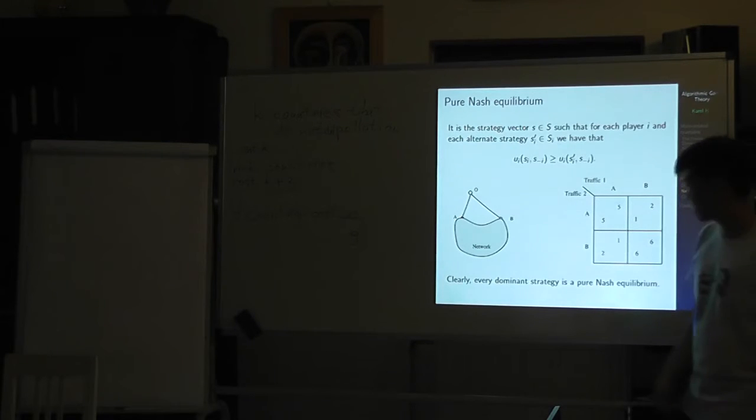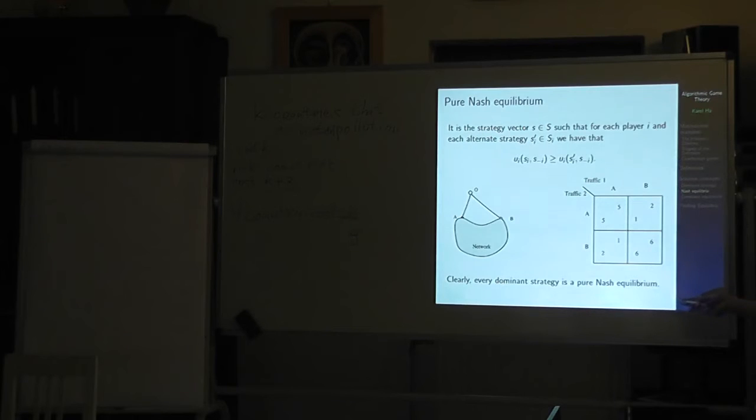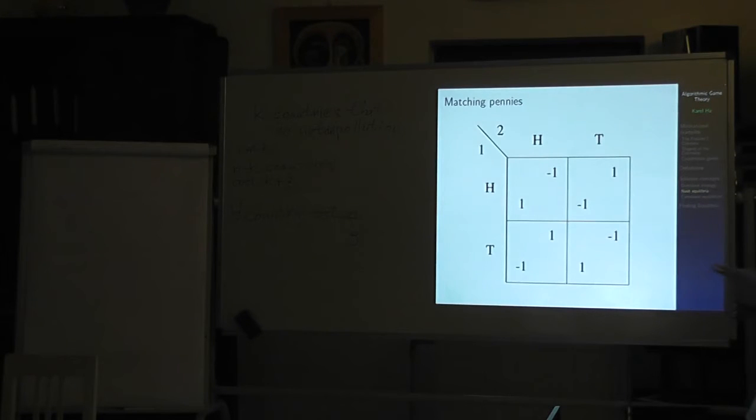And clearly, every dominant strategy is a pure Nash equilibrium. It is easy to see because if you have a dominant strategy, it is optimal for you no matter what others do. In Nash equilibrium, it is optimal for you, assuming that others will stick to the proposed strategy.